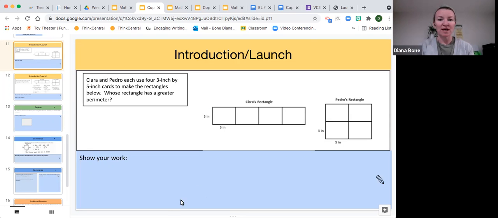As you can see on my screen, I'm sharing one of the slides from today's lesson. You have to find the perimeter of these rectangles, because the question is asking whose rectangle has a greater perimeter. When you see "whose has a greater," you know you're comparing two amounts. You're not dealing with just one amount, you have to find two amounts, and in this case the amounts are your perimeters. So you've got to find both perimeters and see who has the greater one.